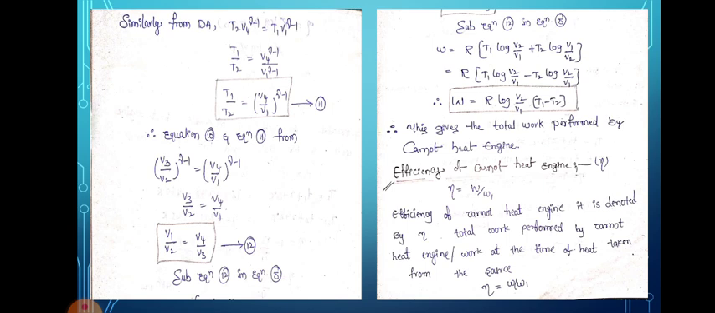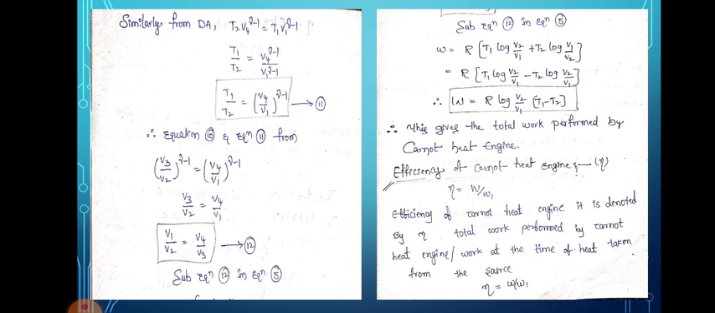From equation 10 and equation 11, V3 by V2 to the power of gamma minus 1 is equal to V4 by V1 to the power of gamma minus 1. The gamma minus 1 on both sides gets cancelled. That is, V3 by V2 is equal to V4 by V1. So finally, V1 by V2 is equal to V4 by V3. This is equation number 12.